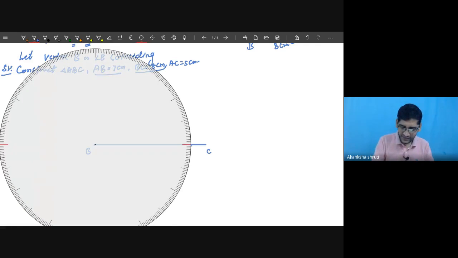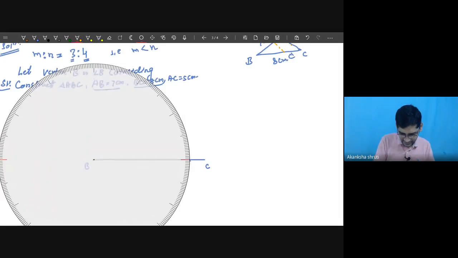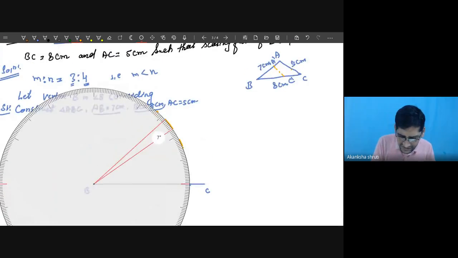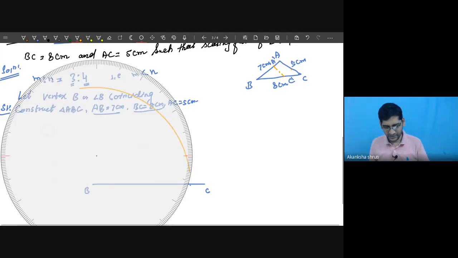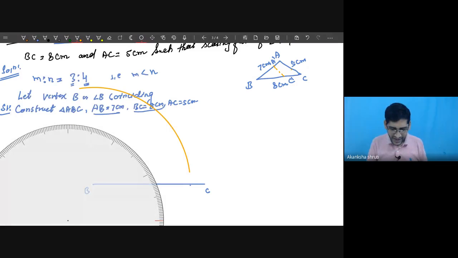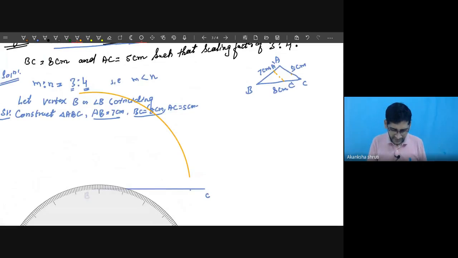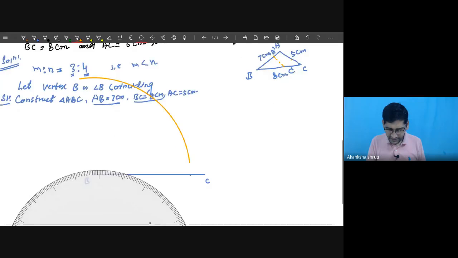Okay, student. So with this 7 centimeter, I am going to draw an arc. Watch it carefully. The arc angle is not important for me, rather some arc is important. So this way I have taken the 7 centimeter. All the points on this arc will be equidistant from B.